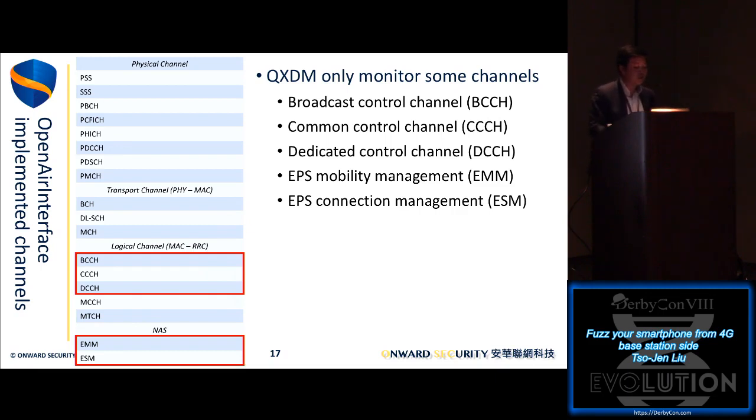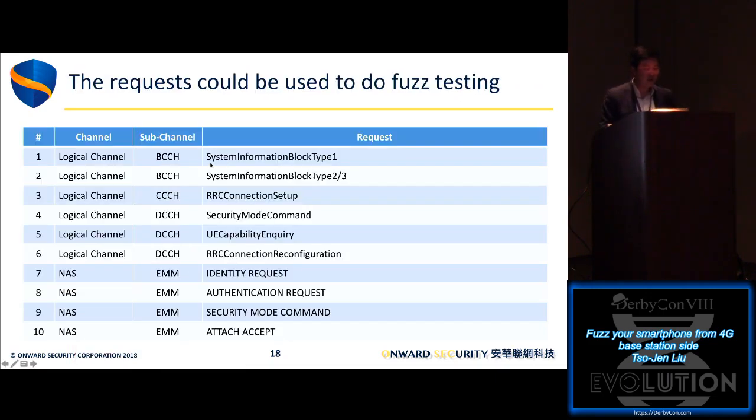But in these channels, there are many different requests. Because LTE is a quite complicated protocol, you must follow the LTE workflow to find which requests can be fuzzed. Not every request can be used to do the fuzz testing. If you send malformed data at the wrong time or in the wrong request, the cell phone will discard the packet.